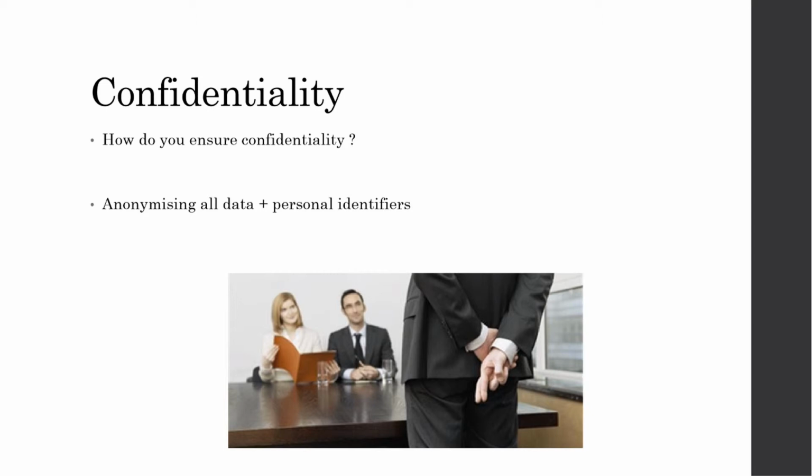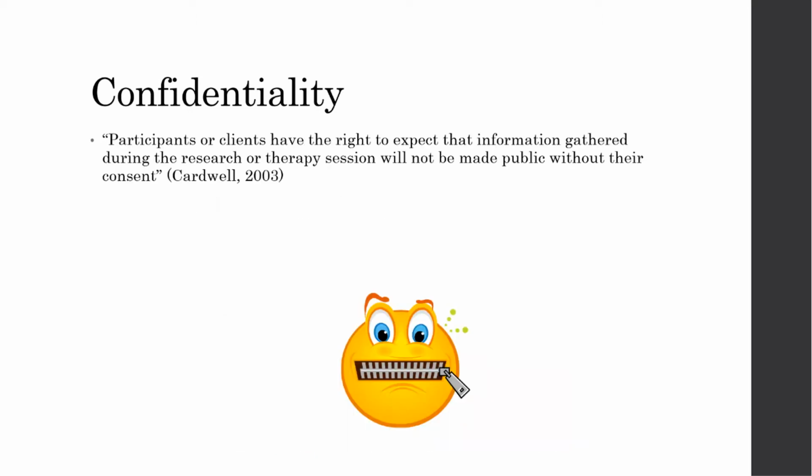Now, Cardwell in 2003 explains what confidentiality is for us, as they've done throughout most of the presentation. Participants or clients have the right to expect that information gathered during the research or therapy session will not be made public without their consent. So it's all about ensuring that the participants are aware of what is going on with their research, as well as ensuring that their identities are not leaked. Any examples where confidentiality may have been breached in any of the research that you are aware of?